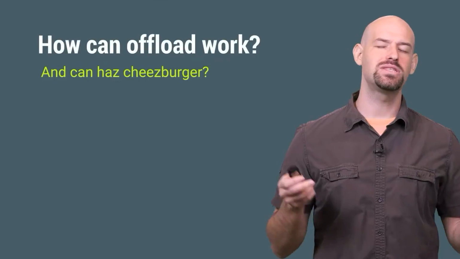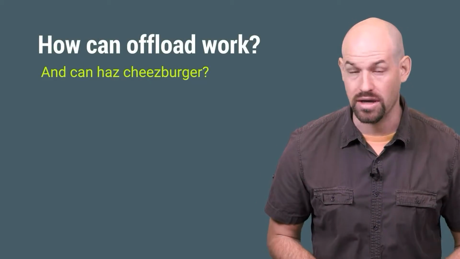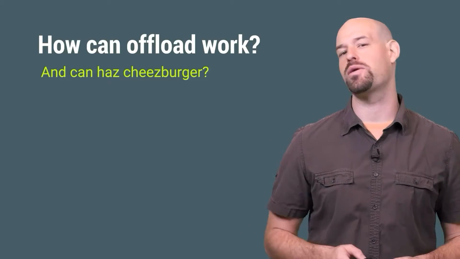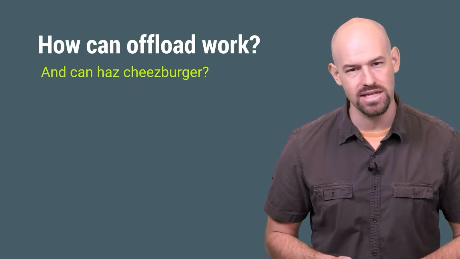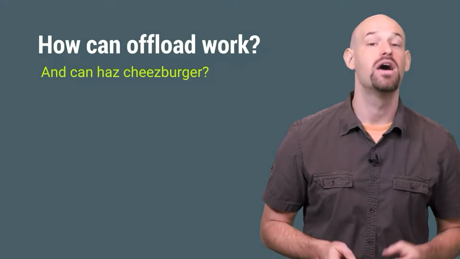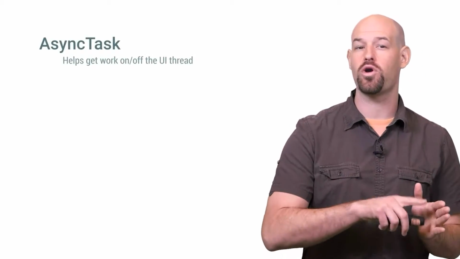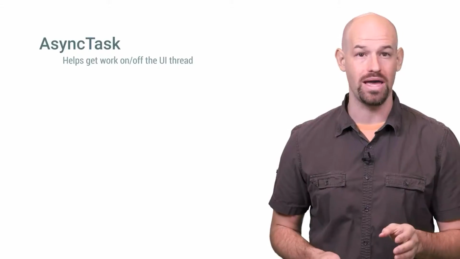So the question at hand, what's the best way to offload this work, and how do you choose what types of work to offload? Thankfully, the Android framework has provided a handful of classes to help make this a bit easier for you. For example, the AsyncTask class is ideal for helping you get work on and off the UI thread the right way.